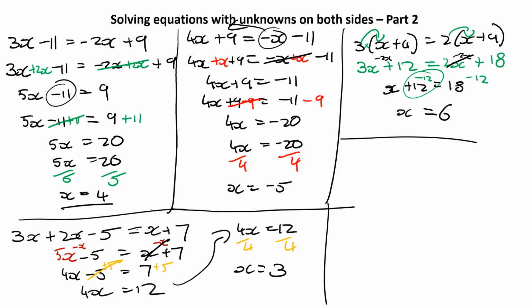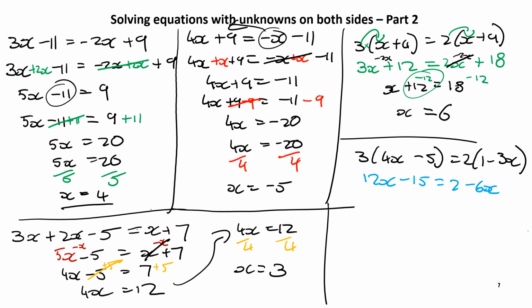And our last question here is going to be 4x minus 5 equals 2 times the bracket 1 minus 3x. In this one I'm going to do the same as before. 3 times 4x is 12x. 3 times minus 5 is going to be minus 15, because I'm multiplying by a negative number, equals 2 times 1 is 2. 2 times minus 3x will be minus 6x.